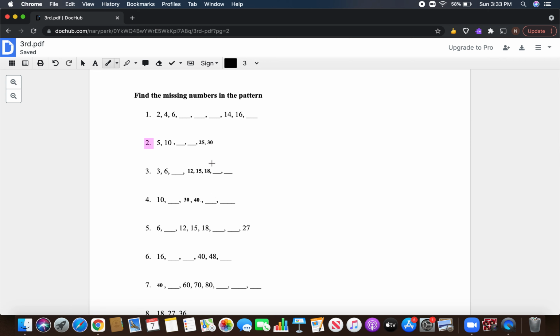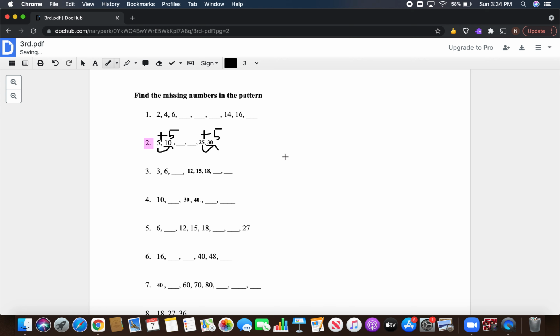Find the missing numbers in the pattern. So this clearly goes from 5 to 10, and from 25 to 30. Now, how are they getting from 5 to 10 and 25 to 30? Well, how much do you need to add to 5 to get to 10? You need to add 5. And how much do you need to add to 25 to get to 30? 5. And this is a pattern.